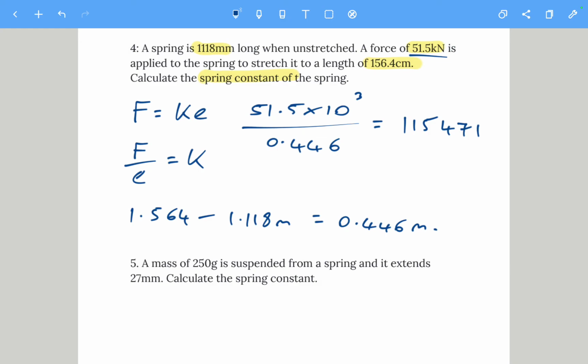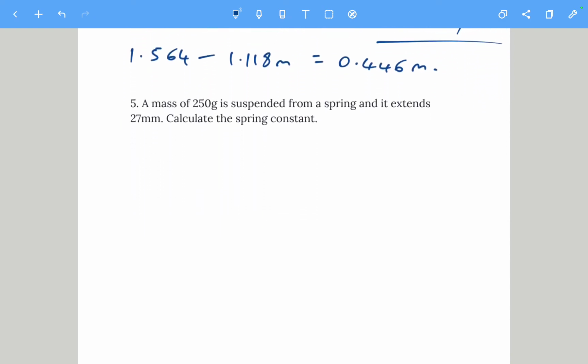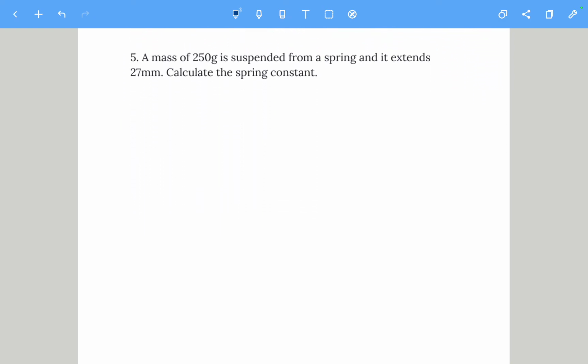115,471 newtons per meter. Or you could have written 115 kilonewtons per meter. Okay, let's look at number 5. So a bit of a synoptic element on this one. Alright, I'll take you through it now.